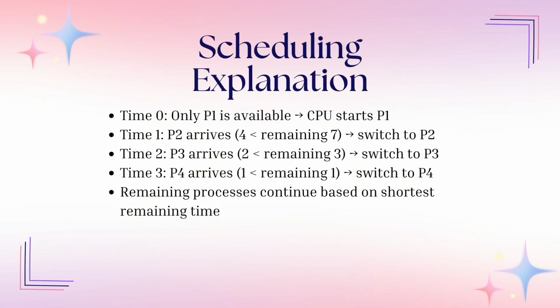At time 0, only process P1 is available, so the CPU starts with P1. At time 1, process P2 arrives and its burst time is shorter than P1's remaining time, so P1 is stopped. At time 2, P3 arrives and again it has a shorter time, so it runs next. At time 3, P4 arrives with the shortest time, so it runs immediately. After that, the CPU continues with the remaining processes based on the shortest remaining time.